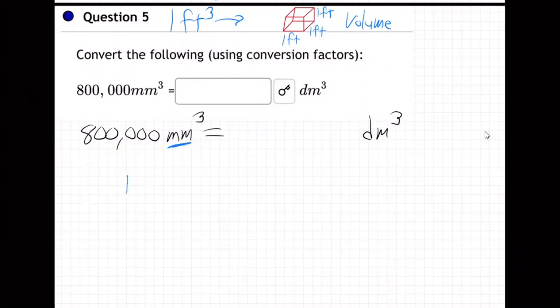So again, that's going to be something like that. It's 1 millimeter this way, and 1 millimeter that way, and 1 millimeter that way. So that's 1 cubic millimeter. We have 800,000 of those cubic millimeters, and we're going to fill it up into something bigger. This thing is a cubic decimeter, which would be really a lot bigger.